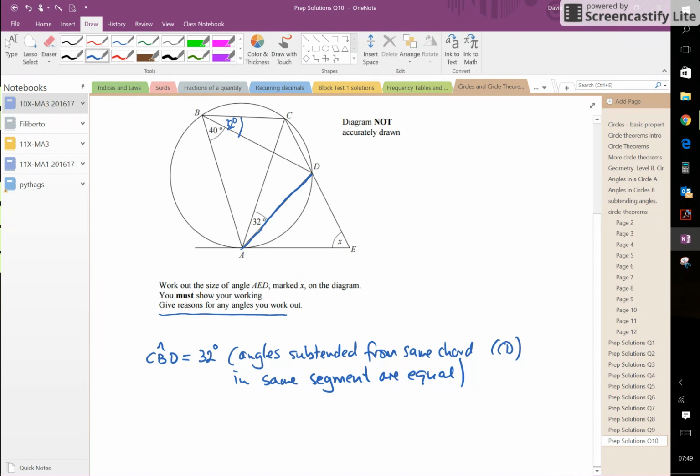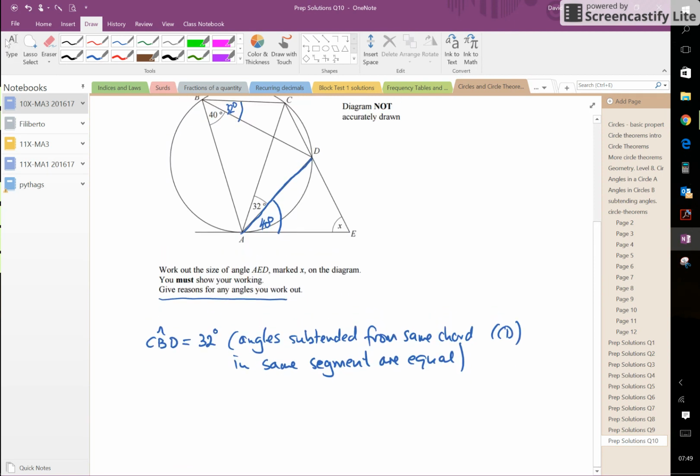And we know from the alternate segment theorem that this angle that was subtended by the chord is equal to the angle between the chord and the tangent in the alternate segment. So that's this angle. So this angle is 40 degrees here. So let's write that in there. So DAE is 40 degrees, and all we need to do for that is to write the alternate segment theorem.